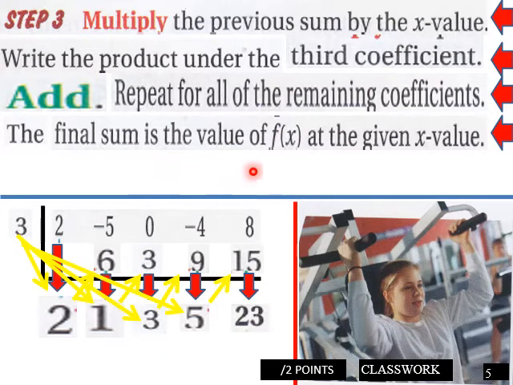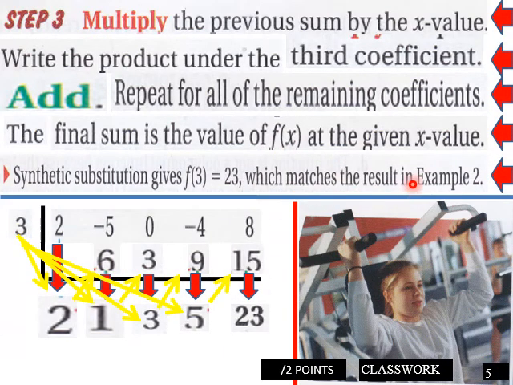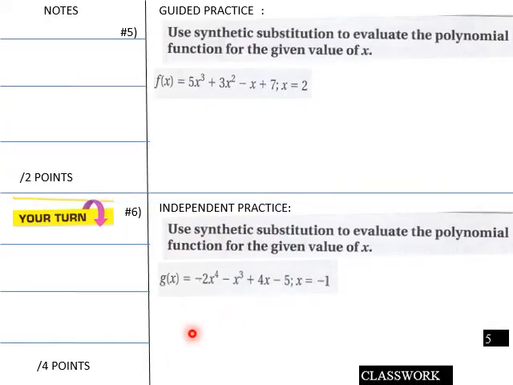So the final sum is the value of f of x at the given x value, and that would be 23. Synthetic substitution gives f of 3 equals 23. So this would be the value of that polynomial when you plug in 3, which matches the result in example 2. If you go back and check part 1 of this lesson, you'll see that 23 would be the solution.